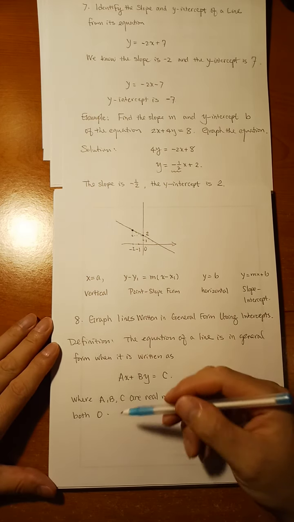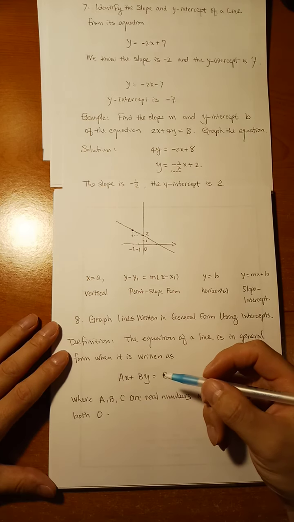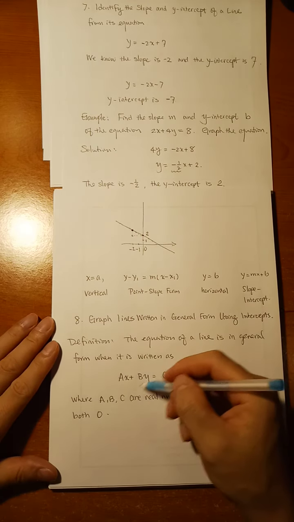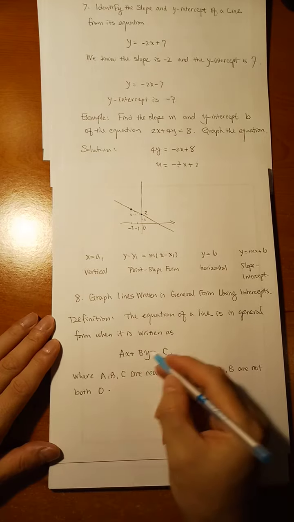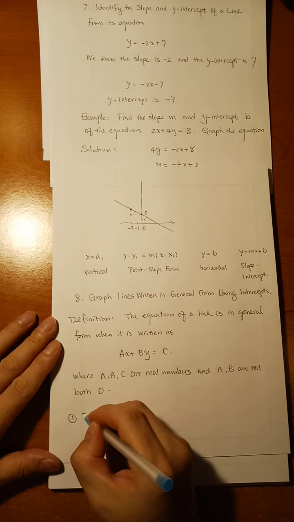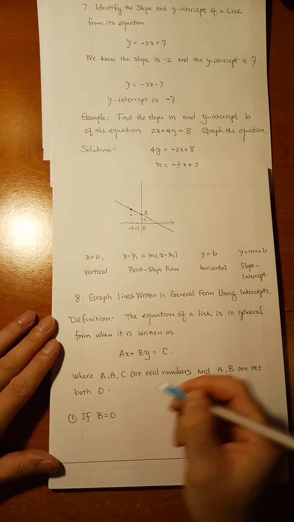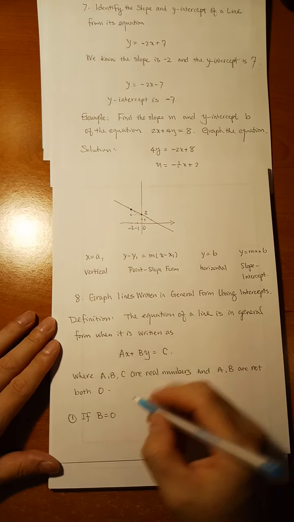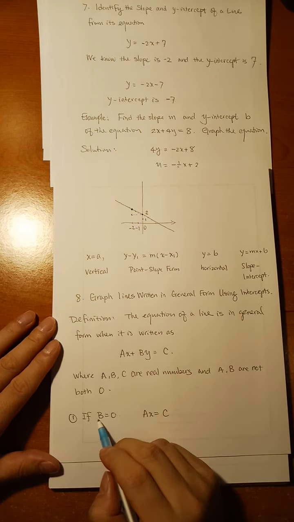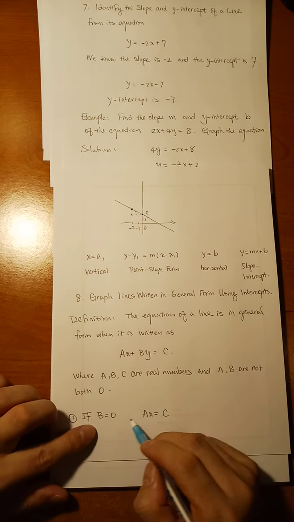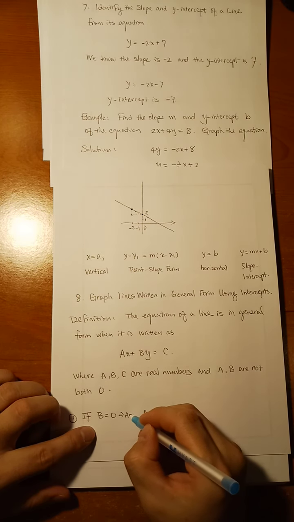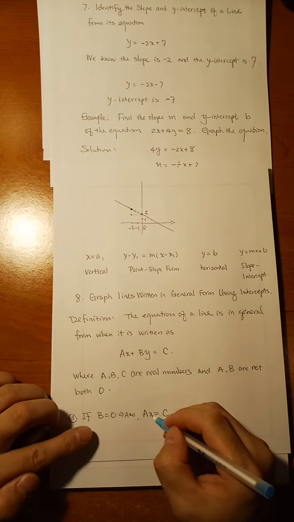Let's see how we understand this. We say A and B are not both 0. Let's discuss the situation of B. So B, two possibilities, either 0 or non-zero. If B is equal to 0, then what do we get? We just ignore the second term. So it's AX equal to C. If B is 0, then A cannot be 0, because if A is also 0, then A, B both are 0. So this implies A is not 0.